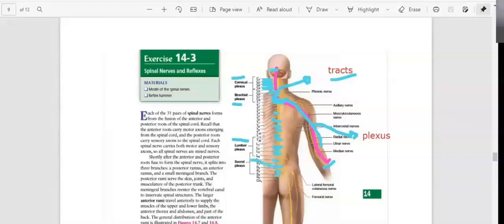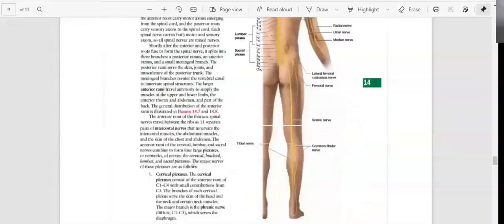The lumbar plexus is going to help us move our legs, but the anterior part of our legs. In other words, the muscles that we have in the anterior part, such as, for example, the quadriceps. And the sacral plexus is also going to help us move our legs, but it's going to be for the posterior part of our legs, like, for example, the hamstring. If we scroll down right here, we can see the cervical plexus.